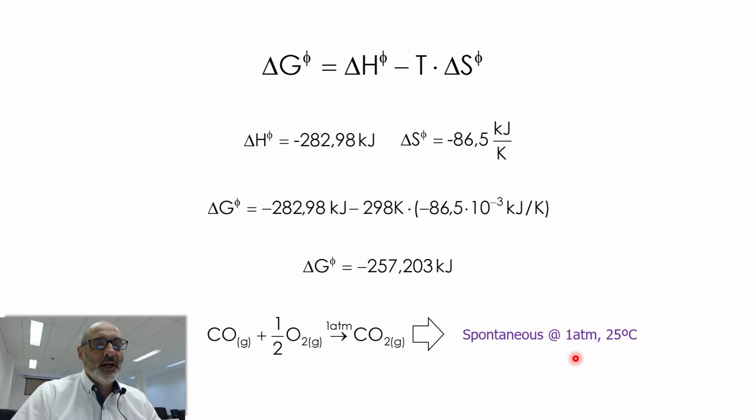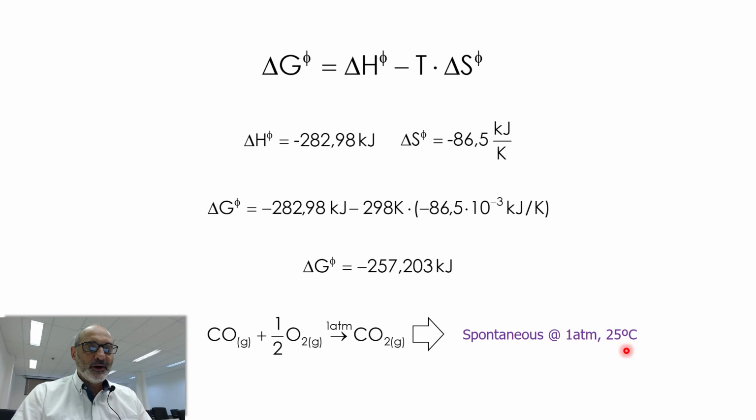And the minus sign means that the process is spontaneous in the indicated sense, at 25 degrees and 1 atmosphere. We already knew this, that CO in the presence of O2 at room temperature and pressure reacts to give CO2. This is okay. But we know that this process is conditionally spontaneous, depends on the temperature.